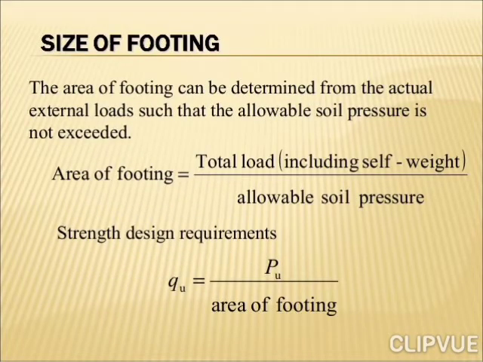The area of footing can be determined from the actual external loads such that the allowable soil pressure is not exceeded. Area of footing is equal to total load, including self-weight, divided by allowable soil pressure. Strength design requirements: qu is equal to Pu divided by area of footing.